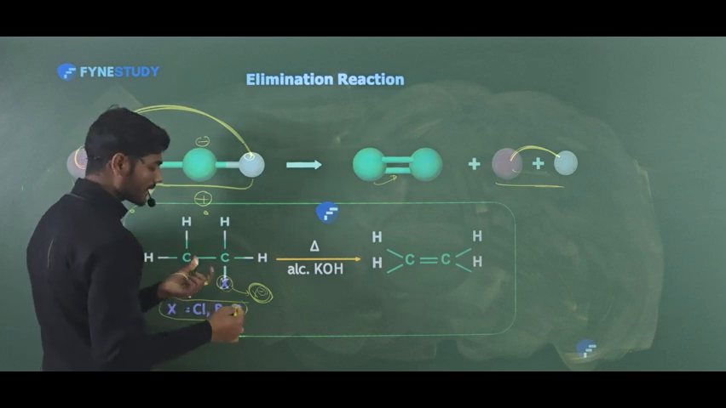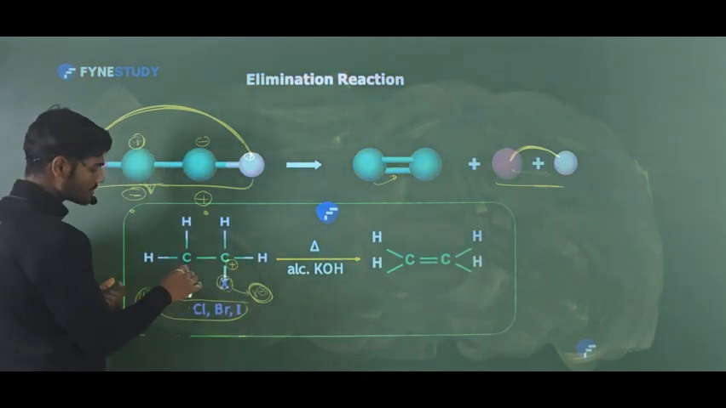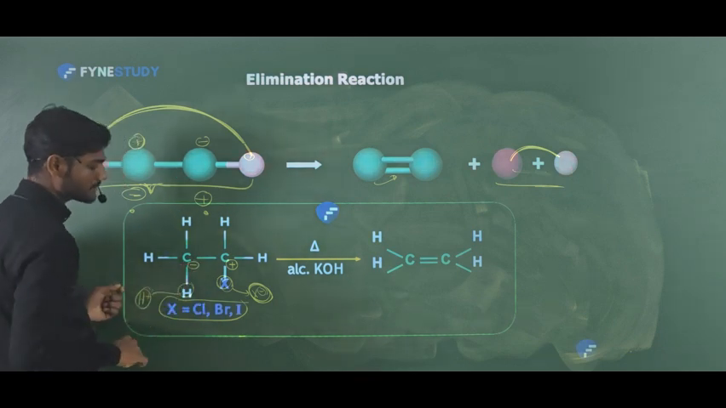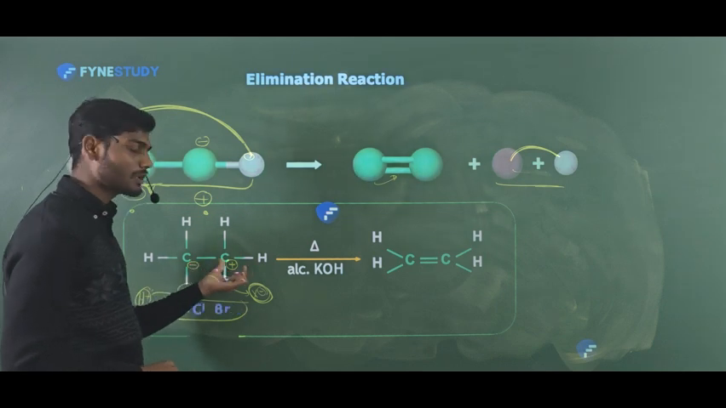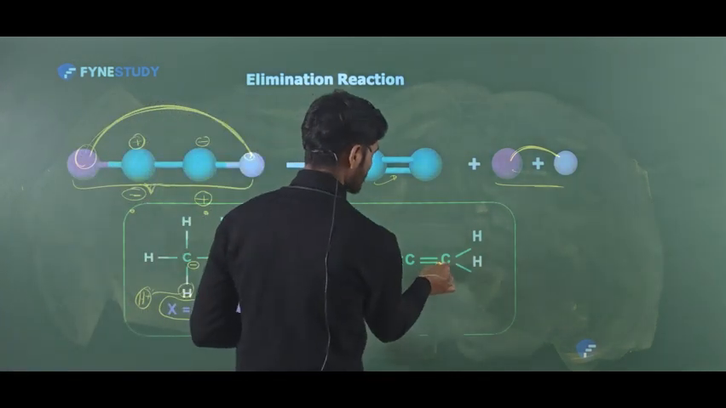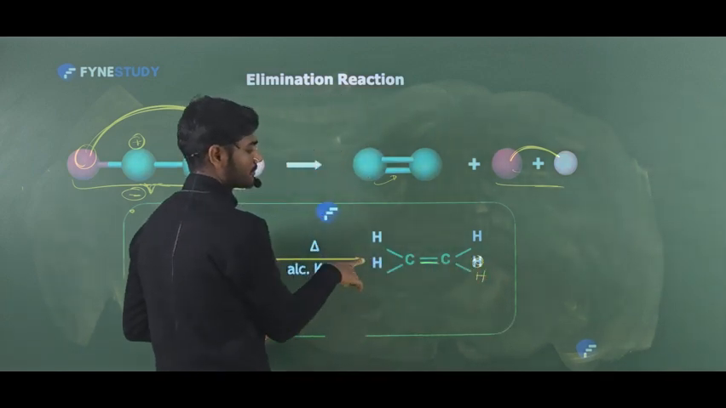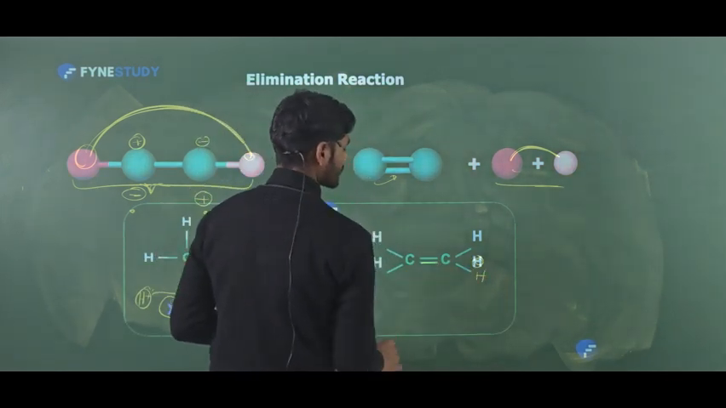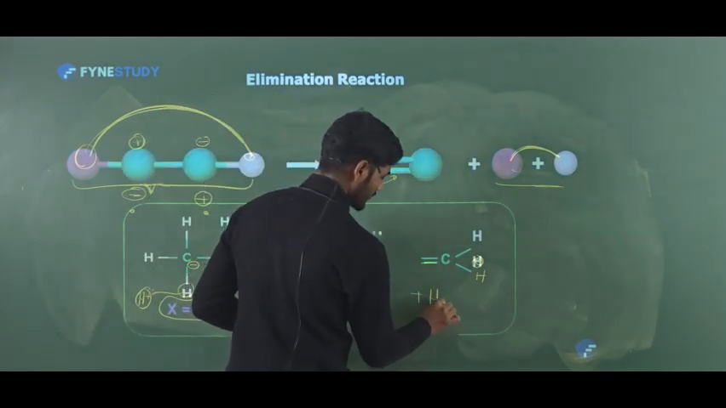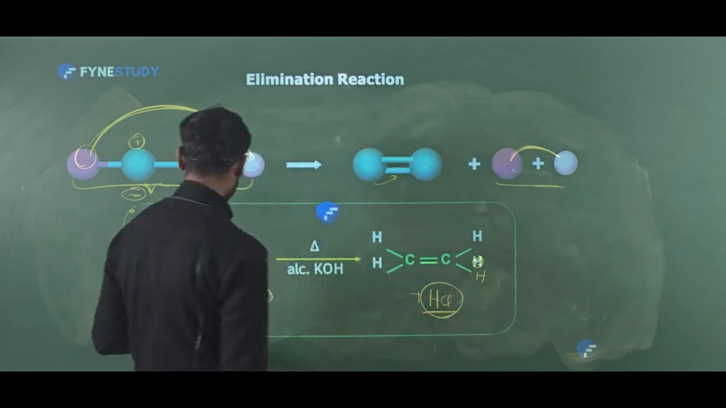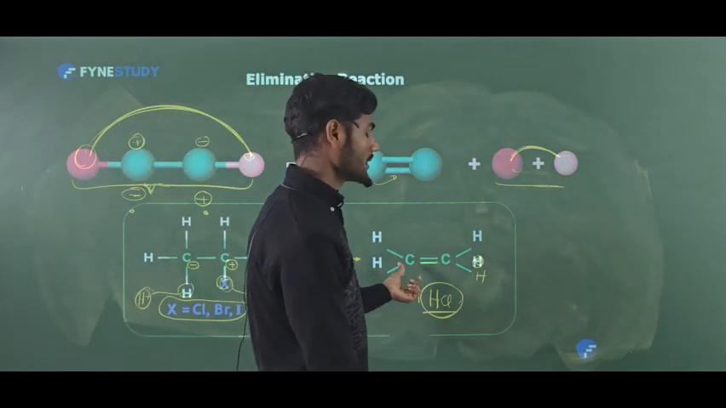If the halogen leaves as X minus, there will be a positive charge on the carbon, and hydrogen leaves as H plus, so on this carbon there will be a negative charge. So this one is negative, this one is positive. Both will approach and form a double bond. See here, it's a double bond. It's an alignment problem, you just understand. There will be another compound, HCl, which is leaving from the compound.